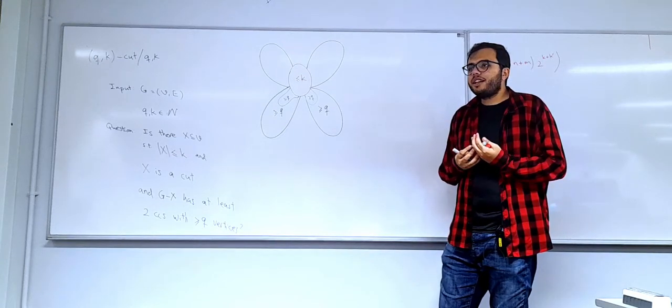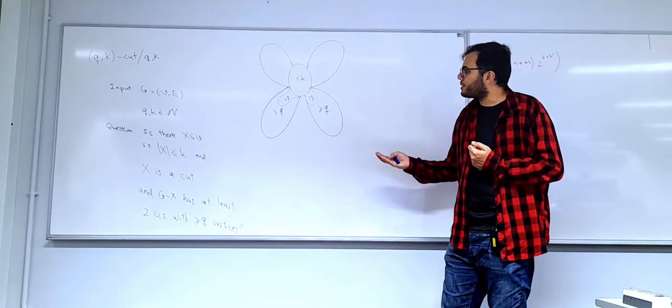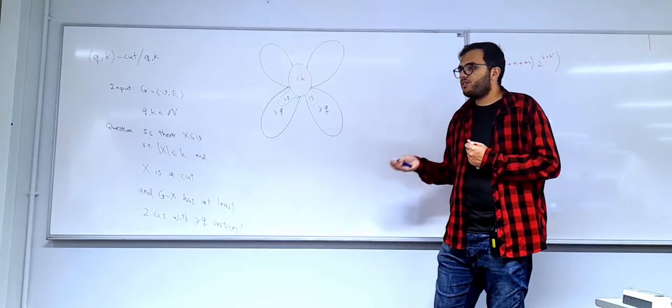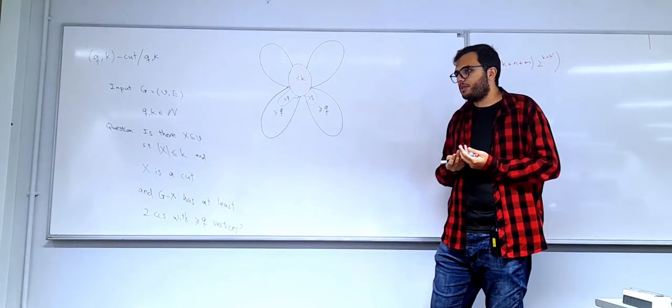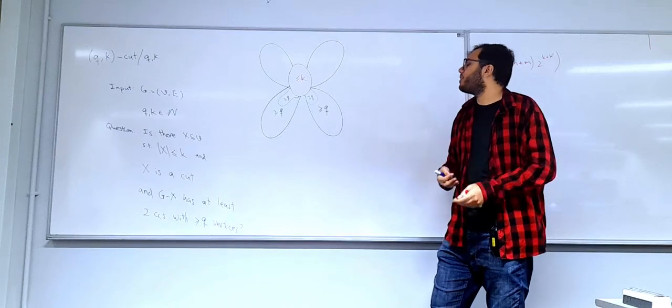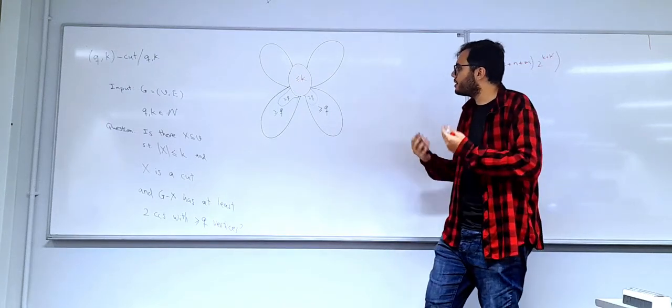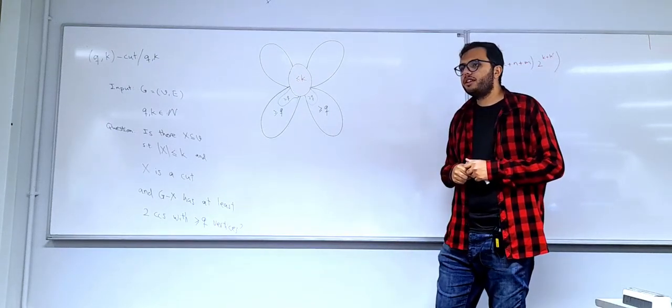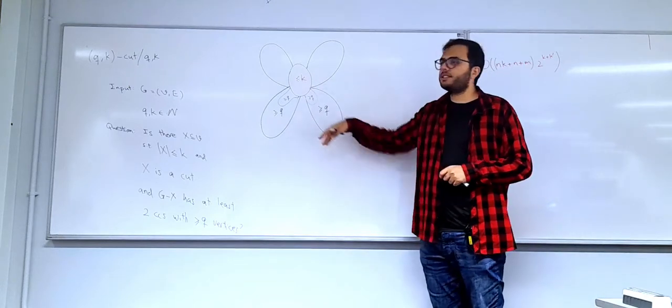Now, how many different random colorings should I try before that algorithm works with constant probability? Or another way of looking at it, I just use a random coloring. What is the probability that all of these things are present?